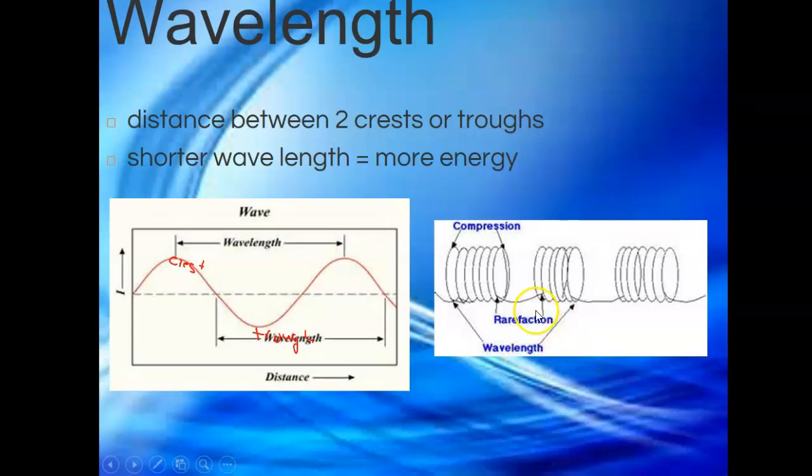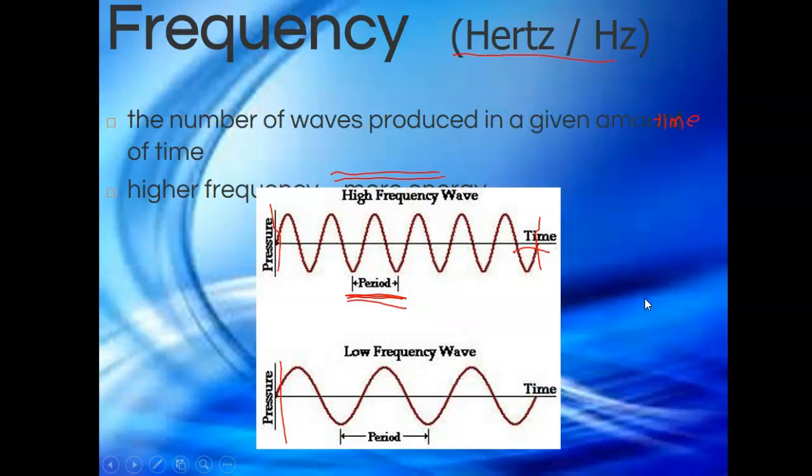Here we look over at a longitudinal wave. Again, this is our transverse wave. This is a longitudinal wave. From one compression to the next compression is what we are referring to as the wavelength. In the transverse wave, from crest to crest or trough to trough is how we measure wavelength. In our longitudinal wave, we are measuring from compression to compression. That's how we would measure wavelength.